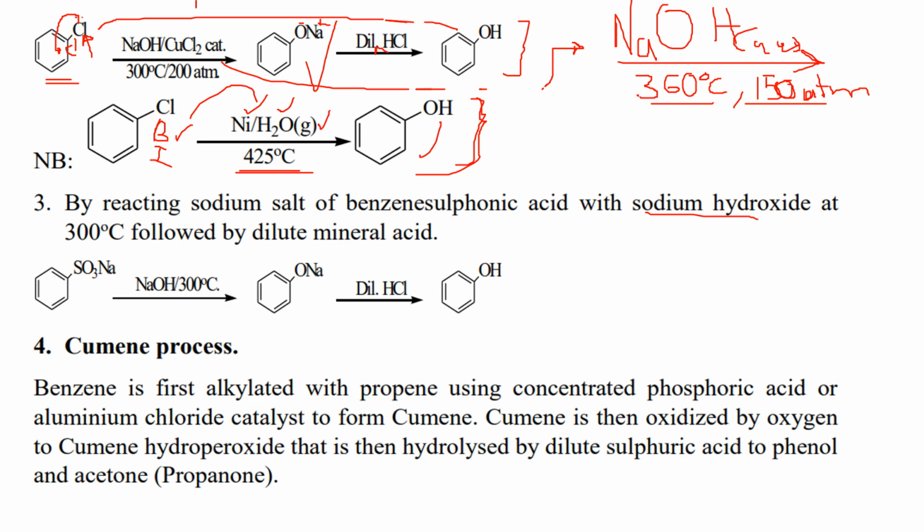sodium hydroxide, and this is done at 300 degrees Celsius, followed by dilute acid. The dilute acid is to help you convert sodium phenoxide into phenol. So if you have a salt of benzene sulfonic acid, you react it with sodium hydroxide at 300 degrees Celsius, you form sodium phenoxide, and then you hydrolyze it with diluted HCl.